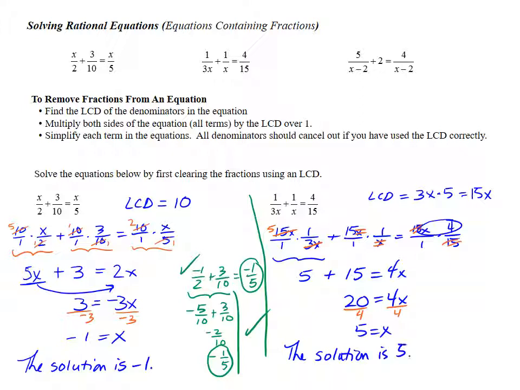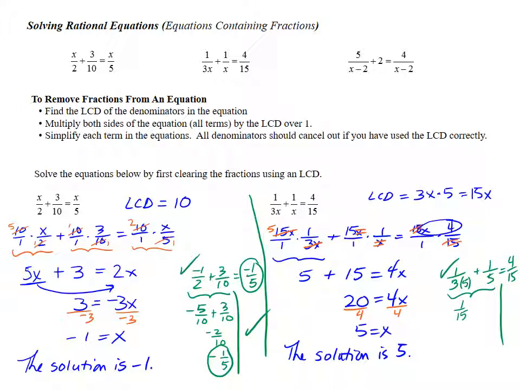We should check that to make sure. So to check this, we're going to put it back into the original equation. 1 over 3 times 5 plus 1 over 5 equals 4/15. Remember, we want to check the left and the right side separately. So what I mean by that is we want to calculate them separately.